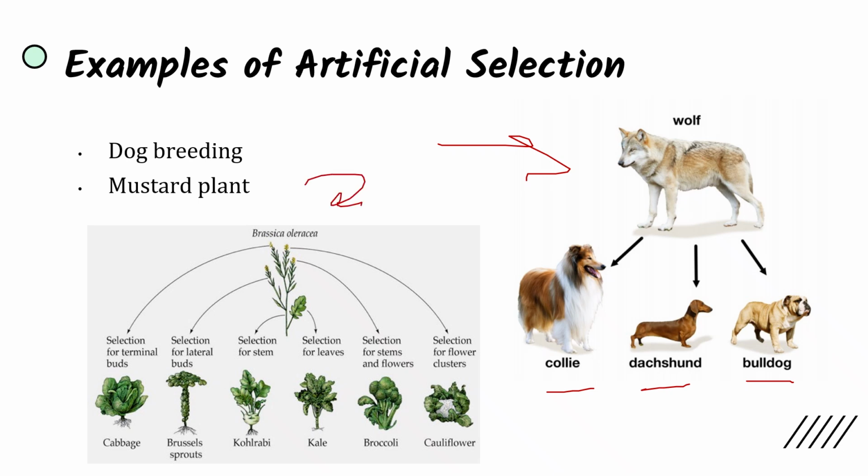From this mustard plant, we've got all of these leafy greens: cabbage, Brussels sprouts, kohlrabi, kale, broccoli, cauliflower, and that all emerged from humans selecting for specific parts of the mustard plant, like terminal buds, which got us cabbage. So artificial selection is all about humans selecting what traits they want to see within an animal, and then breeding individuals with those traits in order to get those animals.